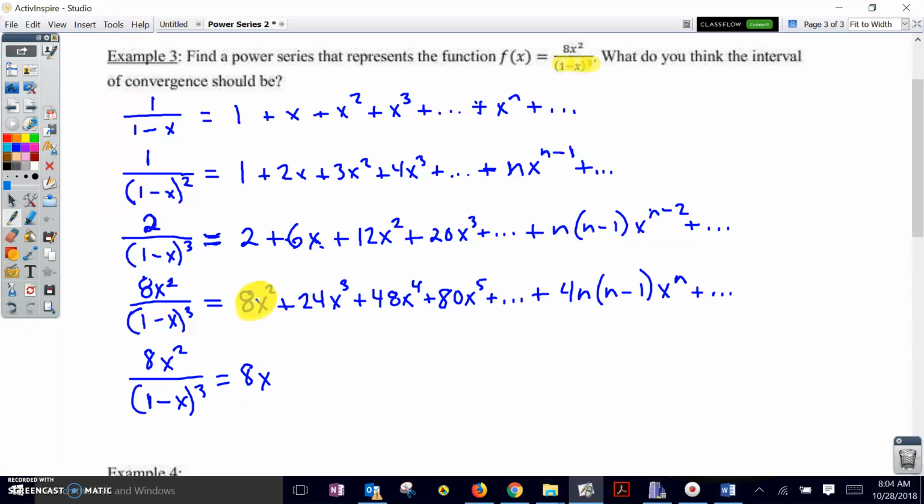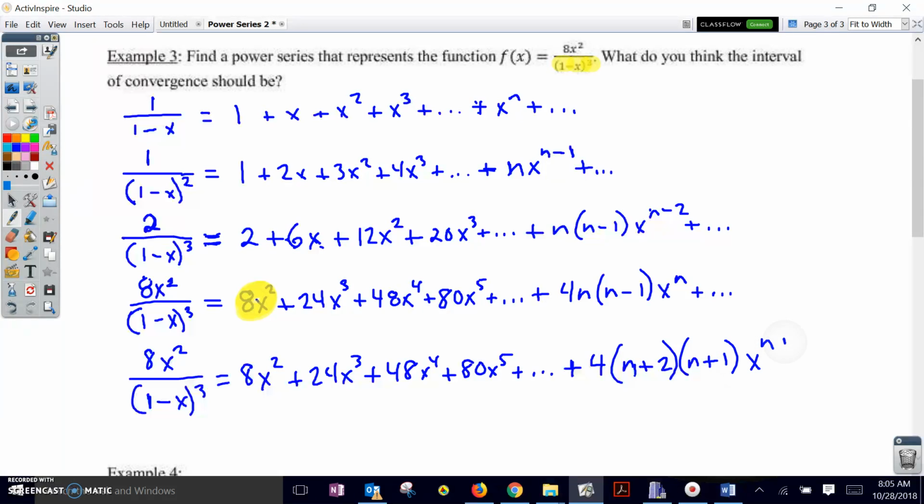So this is going to be 8x squared plus 24x to the third plus 48x to the fourth plus 80x to the fifth, and so on. It's 4 times the quantity, and I'm going to add 2 to all of the n expressions here in my general term. And that gives me my series for 8x squared over the quantity 1 minus x to the third.